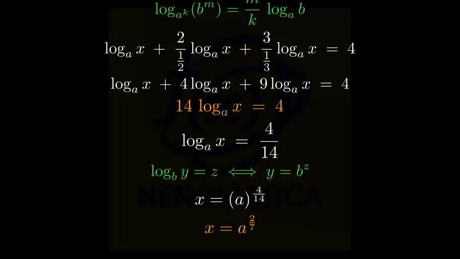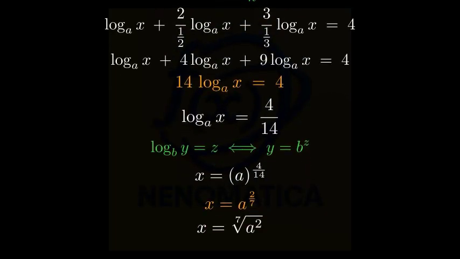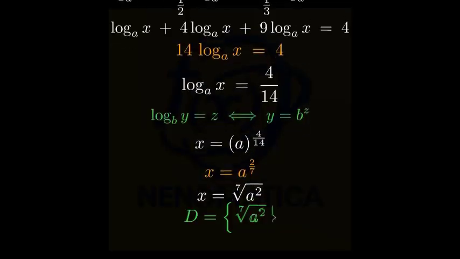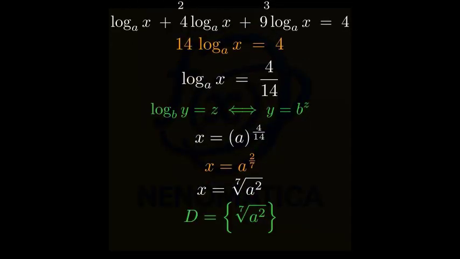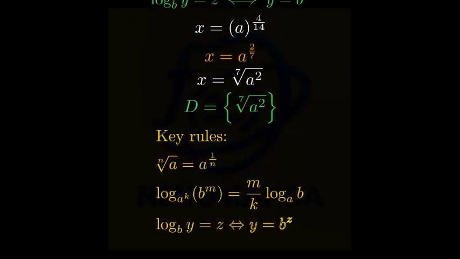Step 8. Write the answer in radical form if desired. a to the 2/7 power equals the 7th root of a squared. Step 9. State the solution set. The solution set is the single value, the 7th root of a squared. Recap. We rewrote the radical bases with fractional exponents, used the change of base rule to express every term as log base a of x, combined like terms to get 14 times log base a of x equals 4, and solved for x to obtain x equals a to the 2/7, which is the 7th root of a squared.